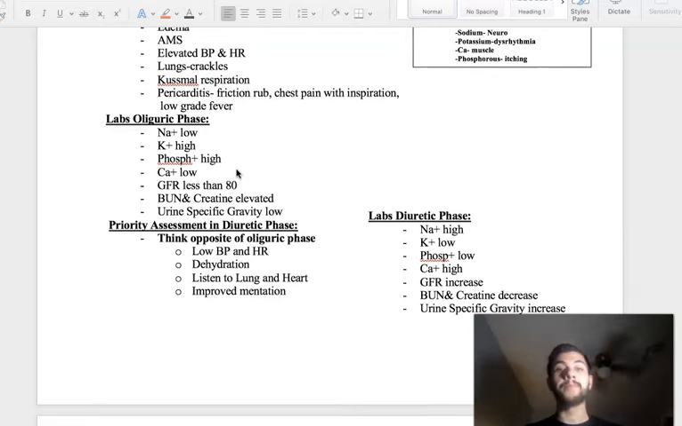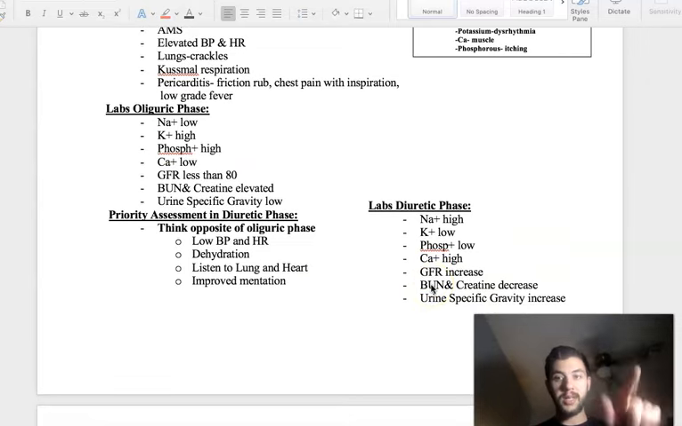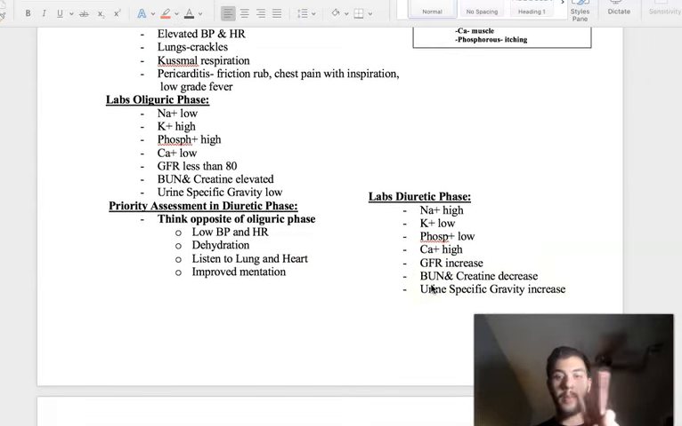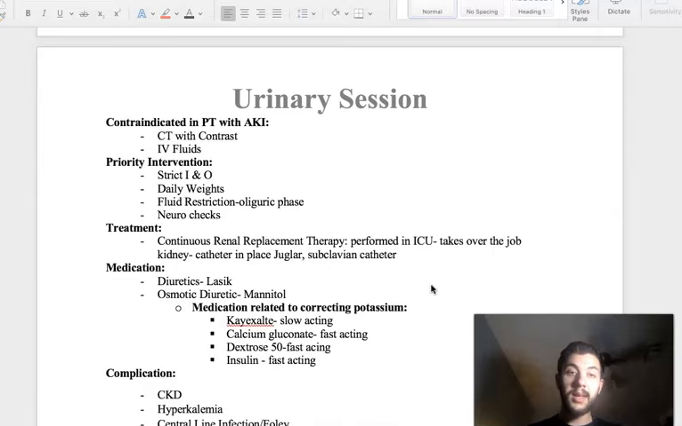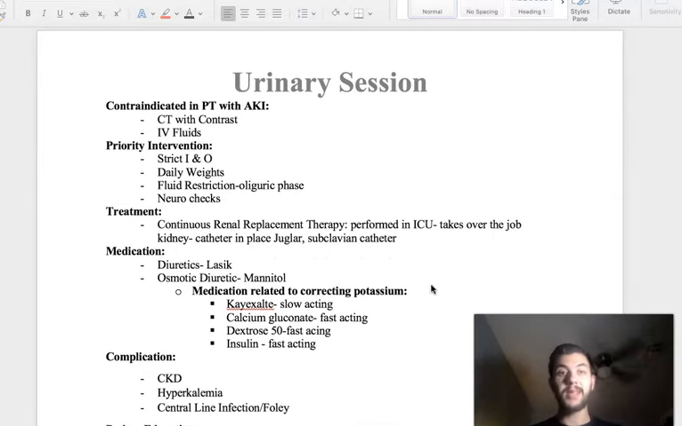The labs for the diuretic phase are going to be the opposite as well. Sodium is going to be high, potassium is going to be low, phosphorus is going to be low. And it goes on and on. And here you can take a screenshot of this screen and you can compare them both together. There is a contraindication with AKI: CT with contrast, and IV fluids. These are contraindications. Priority intervention is going to be strict I's and O's, daily weight, fluid restriction, and neuro checks, right?